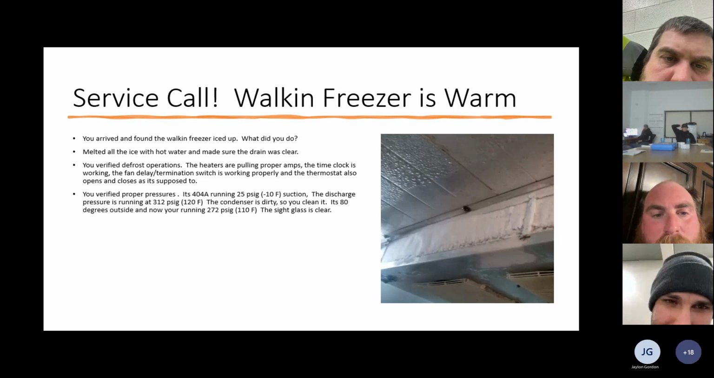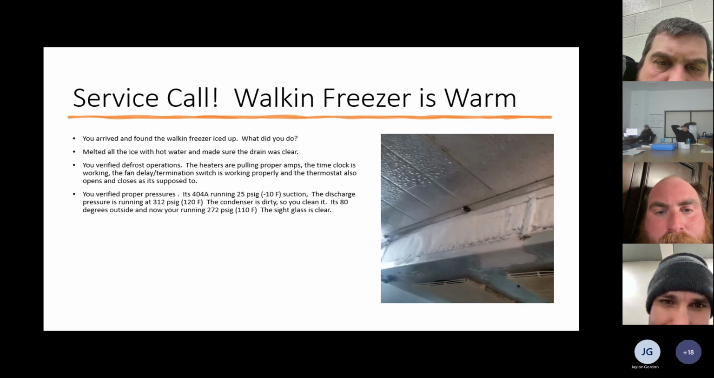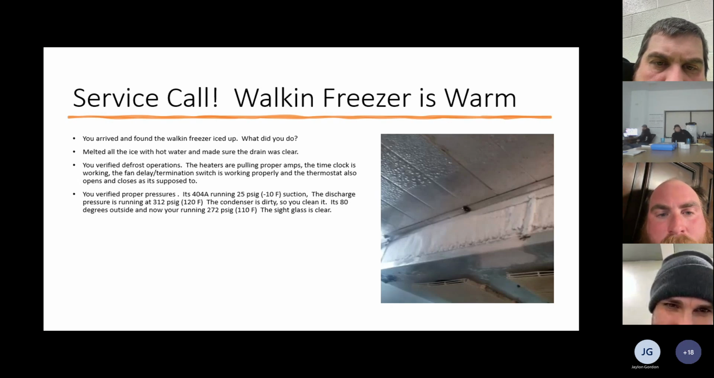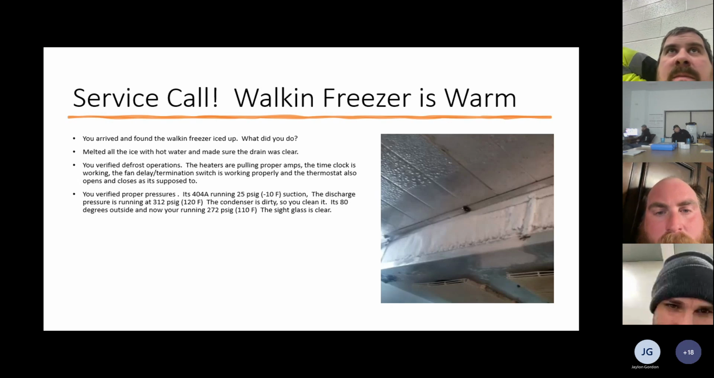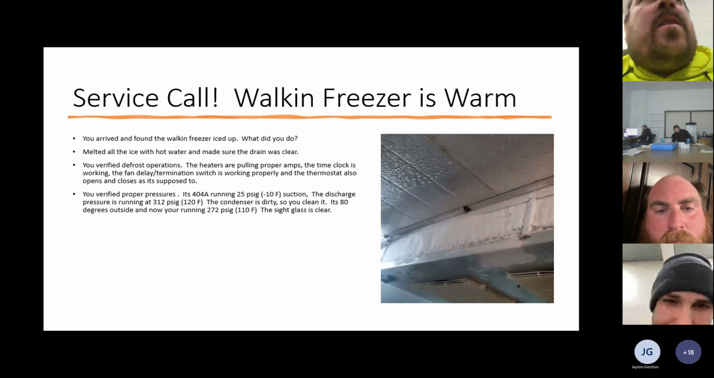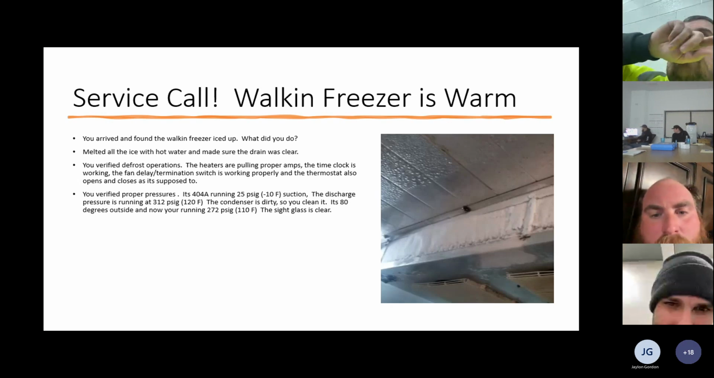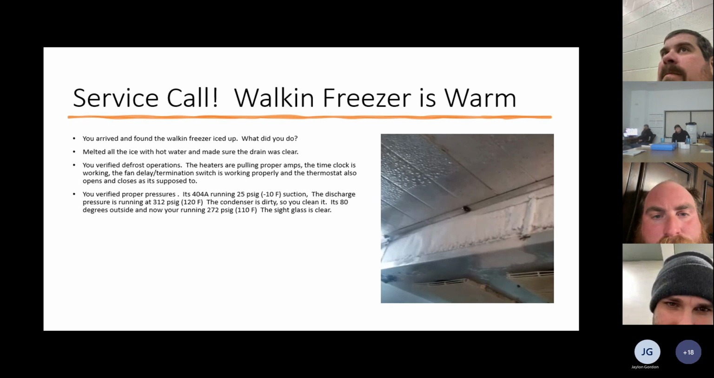You verified proper pressures. You're running 25 PSI for 404, which is a -10 saturated temp. Your discharge pressure is running at 312, 120 degrees Fahrenheit. The condenser is dirty, so you clean it. It's only 80 degrees outside. You are now running 272 PSI, 110 degrees Fahrenheit, and your sight glass is clear. So you're being super thorough on this service call if you don't want a callback.